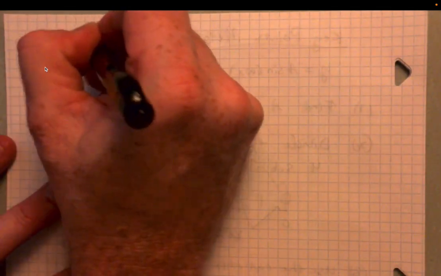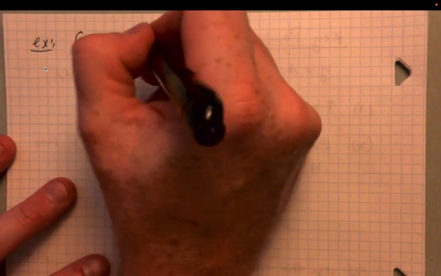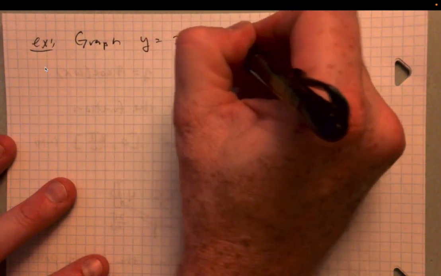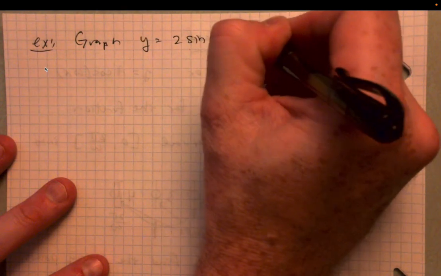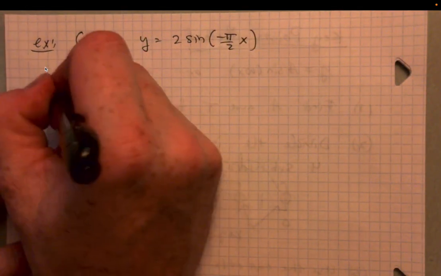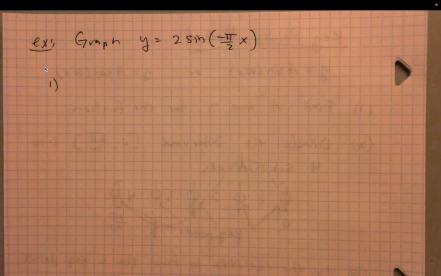Okay, let's try an example. Let's do an example. We'll be very explicit. We'll stick to this method on this example. All right, so let's graph y equals 2 times the sine of negative pi over 2 x. Step 1. Let's identify the period and the amplitude.